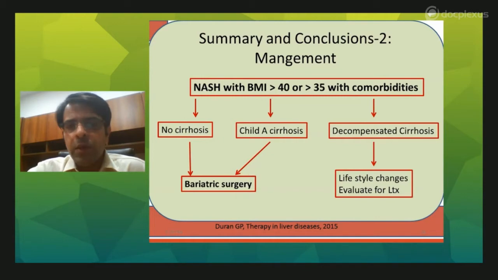Patients who have decompensated cirrhosis and obesity, then obviously surgery is not an option. Lifestyle changes, and they need to be evaluated for a liver transplant.